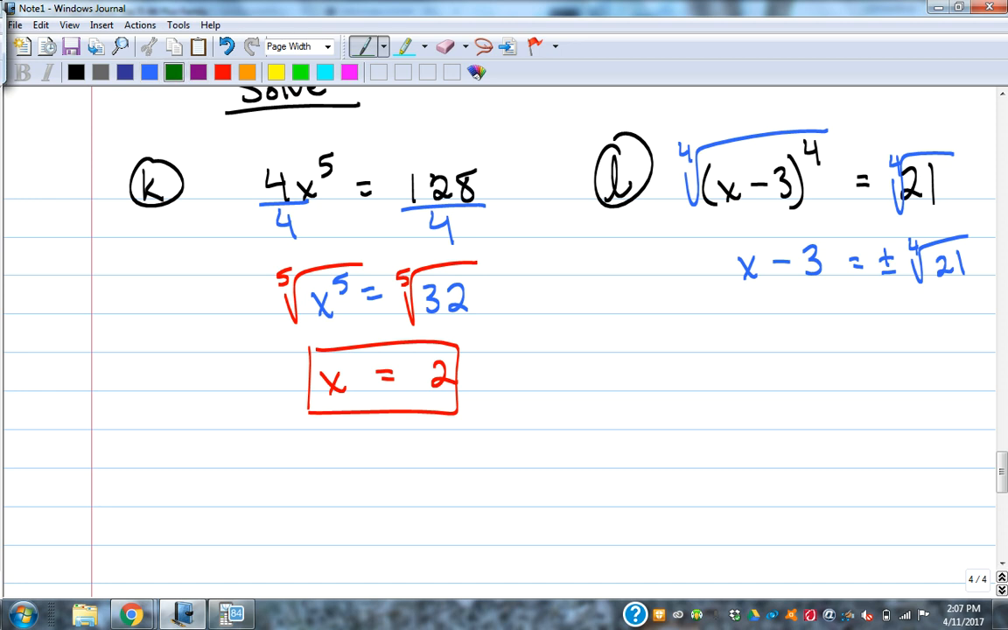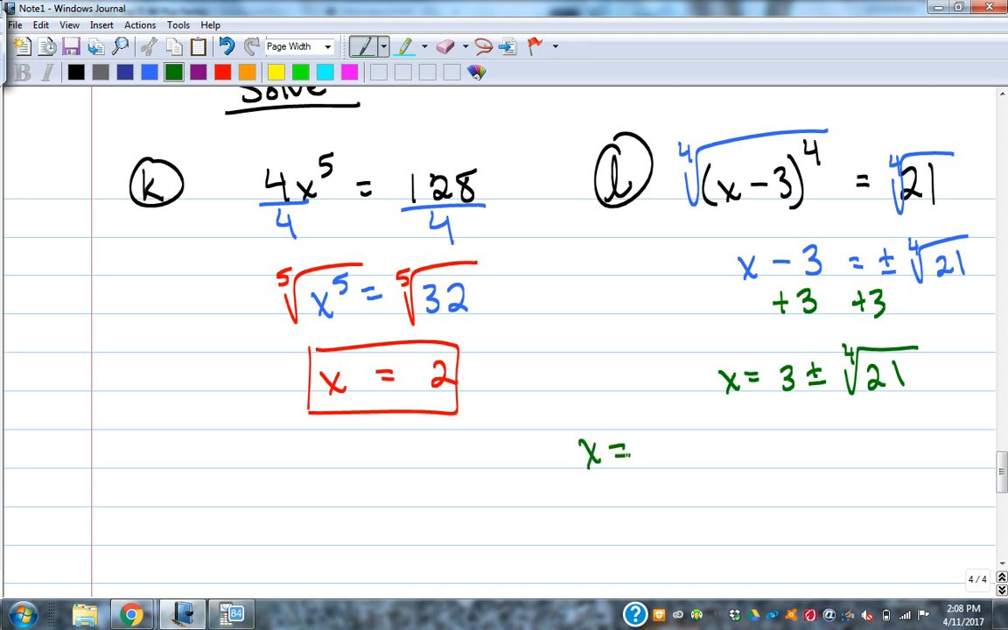And now we would try to simplify the 4th root of 21. If I break down 21, it's just 7 and 3. There's nothing else. There's not a set of 4 of anything. So if I want the exact answer, I'm just going to leave it as the 4th root of 21. And then get x by itself. How do I get x by itself? Just add 3, right? So that's going to be x equals 3 plus or minus the 4th root of 21.